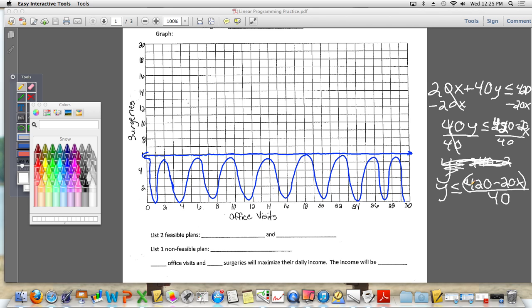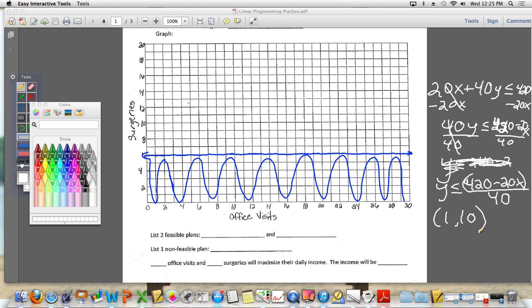Go ahead, Kyle. What you got? 1, 10. Is that what I heard? 1, 10. That's good. Could somebody get me a point right on the x-axis? In other words, get me a y value of 0. 21, 0. Does that fall on your table?